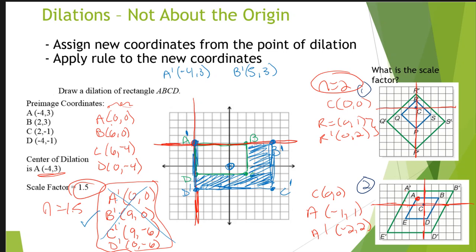5 over, 3 up. C prime is 5 over and 3 down, so 5, -3. And D prime is, here's 0, so 1, 2, 3, -4 and -3. So these would be the actual coordinates.